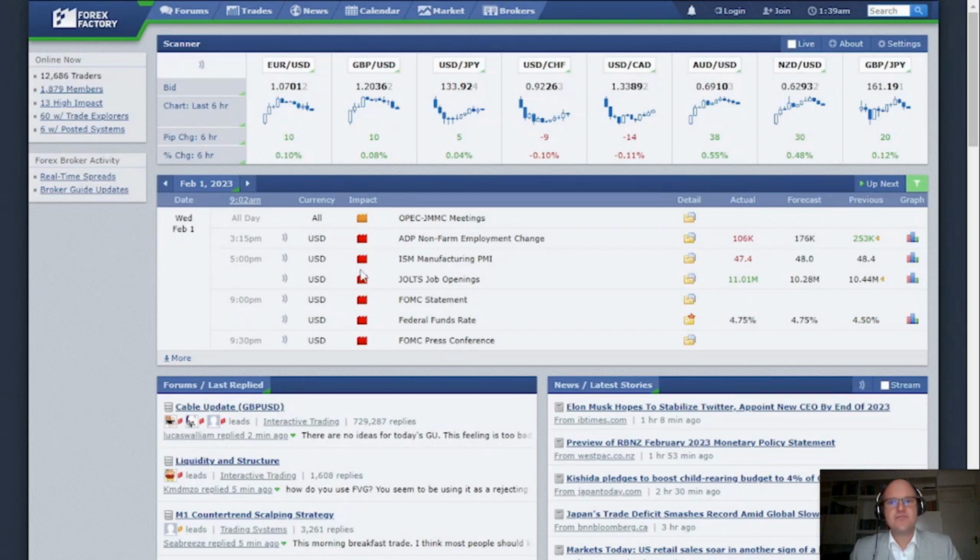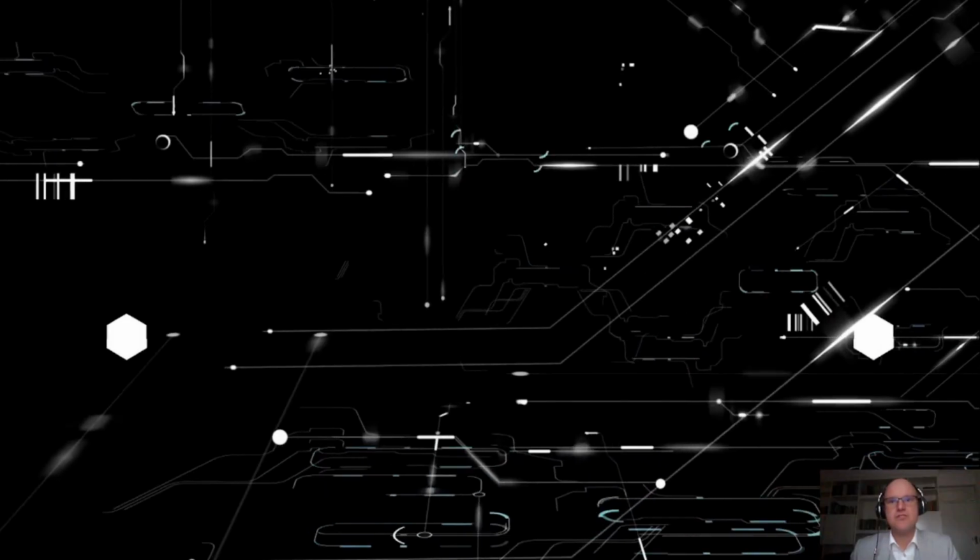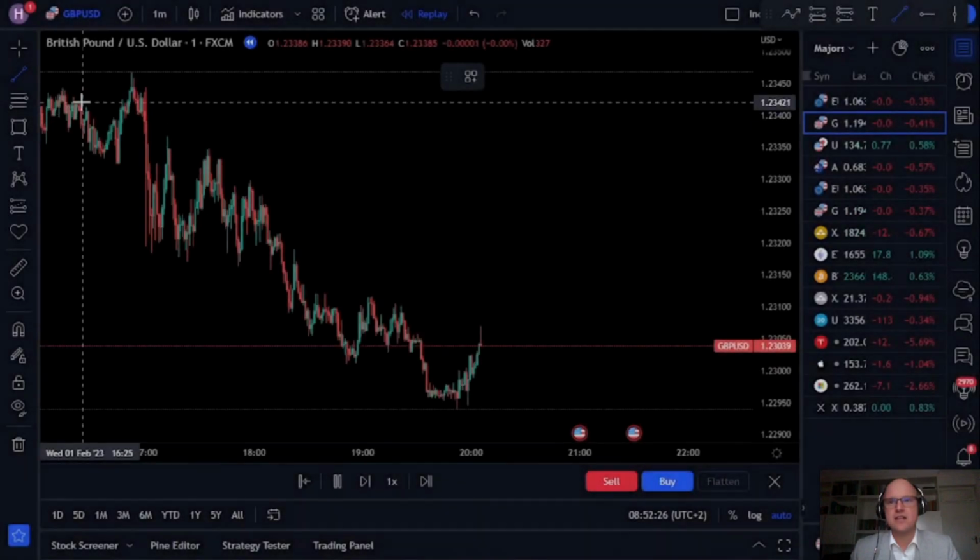After applying these filters, you will see for the 1st of February, we have an FOMC statement meeting and post-press conference. What this means is one of the biggest news events happening in the markets. The same for the 2nd of February. You will also see there was a BOE monetary policy report, which is a Bank of England monetary policy report. To see details, just simply press on the folder and it will give you more information about that specific event.